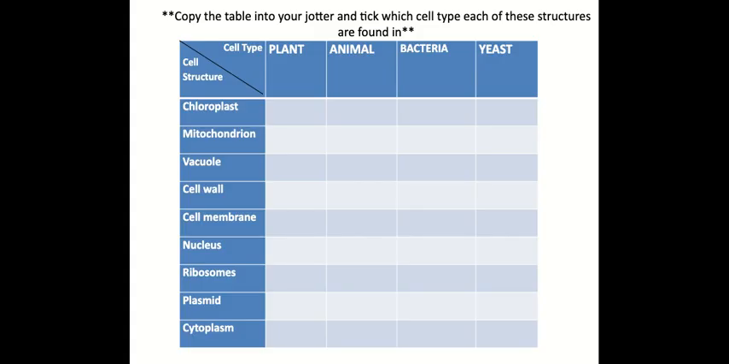So what I would suggest you do now is draw this table into your jotter or onto your piece of paper. Then think back and try to tick off the cells that contain each organelle that we've gone through. For example, think back to the plant, animal, bacterial and yeast cells that we just looked at and try to tick which ones you remember contain a chloroplast. Then do the same for each of the organelles going down the list. It's best if you could try this from memory, but if you are struggling, then feel free to go back and watch the first part of this video again.